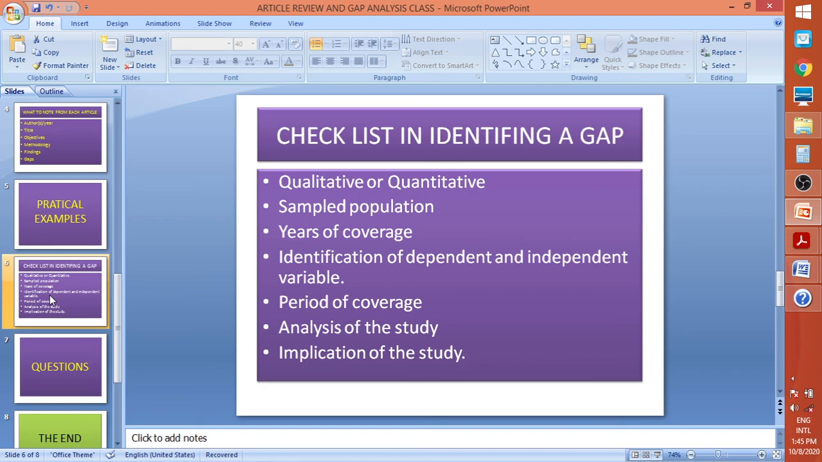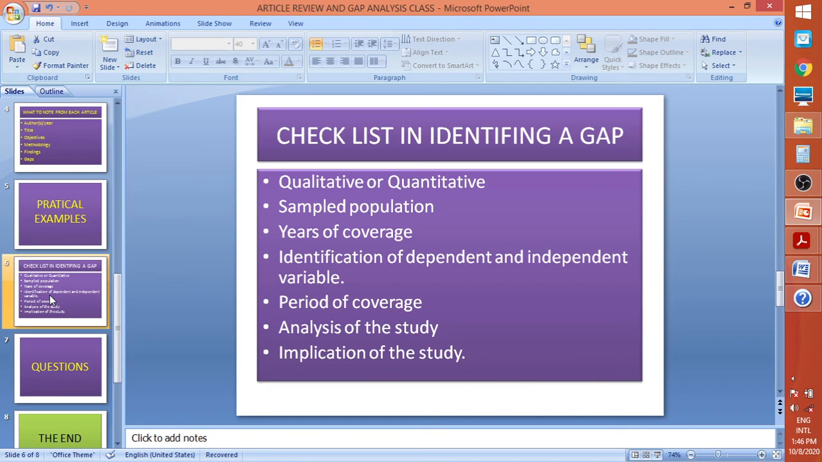The next thing is the period of coverage. Some studies will not tell you the period they are covering. Some might not even tell you the area of their study, where the study was carried out, or the case study. They won't state that. Once you see such articles, use that as a gap. Criticize it based on the fact that the period of coverage wasn't stated and the place of study wasn't stated as well. The next thing is the analysis of the study.